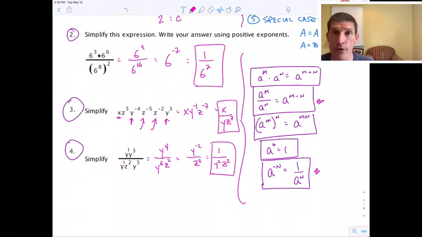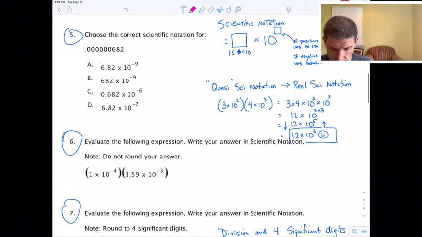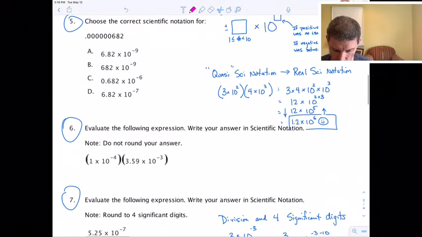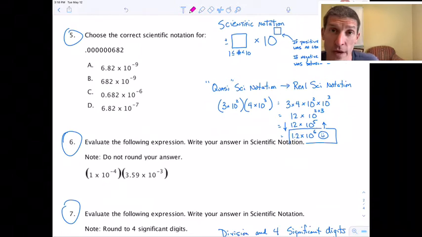There's the rules. You can reference those rules as you move through Get More Math. Next up, we have a whole series of blue problems in scientific notation. I tried to write these out because scientific notation is something we haven't done for a while. First, choose the correct scientific notation for this number.